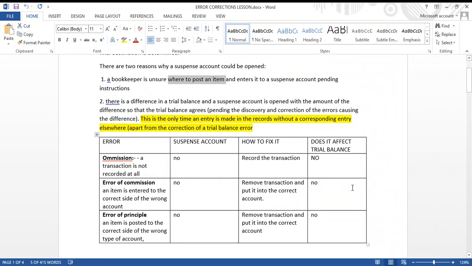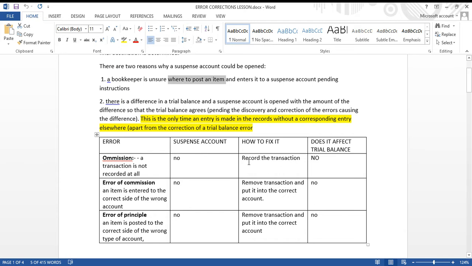Error of omission, where a transaction is not recorded. For this one, there is no need for a suspense account. How to fix this error is you just record the transaction. You just do the journal entry. This error doesn't affect the trial balance because if you forget a certain entry, you might find the trial balance still balances minus that entry. So we'll be looking at them one by one, starting with error of omission, where a transaction is not recorded at all.